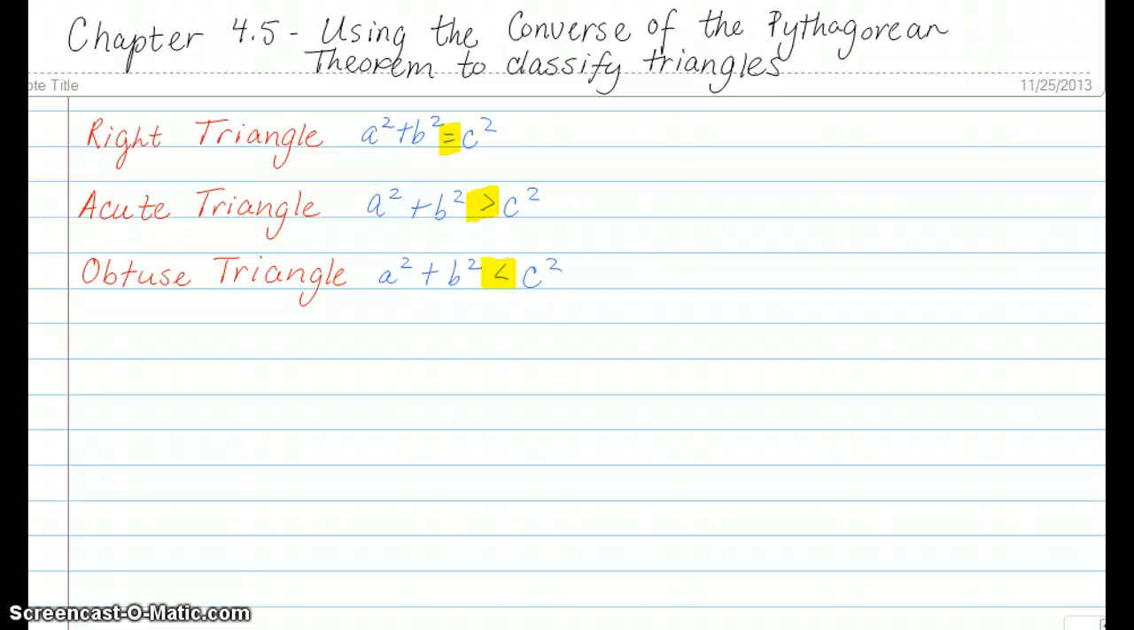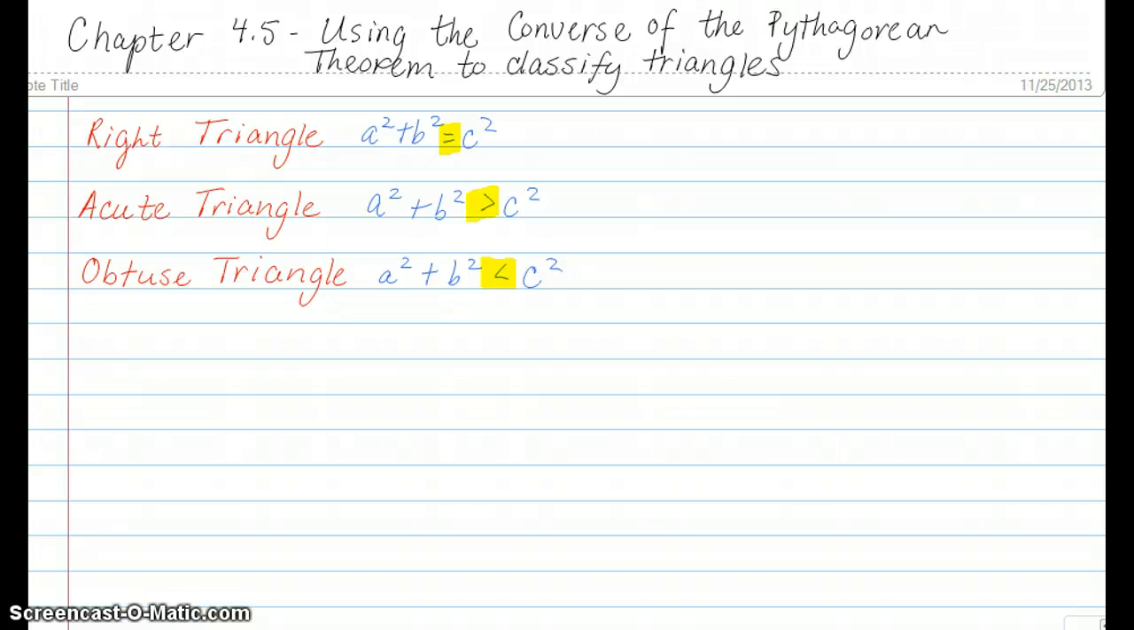This is chapter 4.5, using the converse of the Pythagorean theorem to classify triangles. You know from the Pythagorean theorem that a right triangle is a squared plus b squared equals c squared. However, you can also determine whether a triangle is acute or obtuse, because when a squared plus b squared, those are the two shorter sides, is greater than c squared, the longest side, then it will be acute.